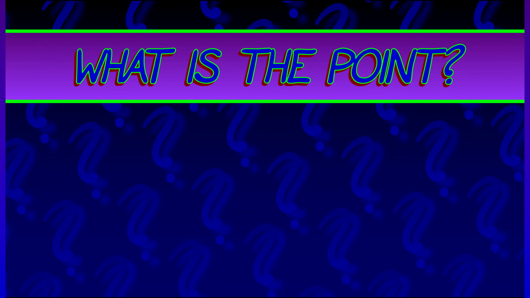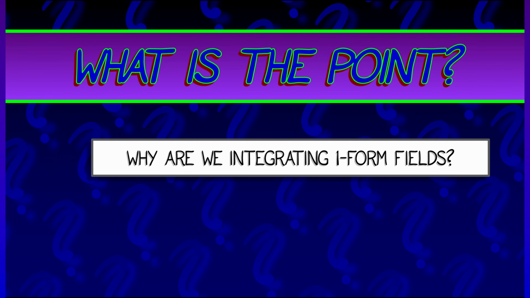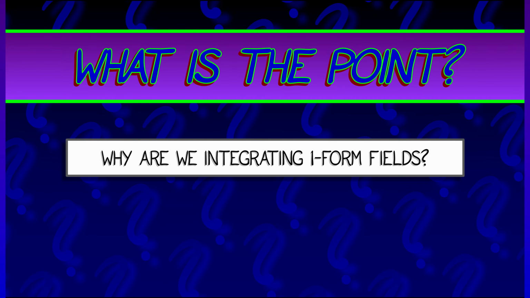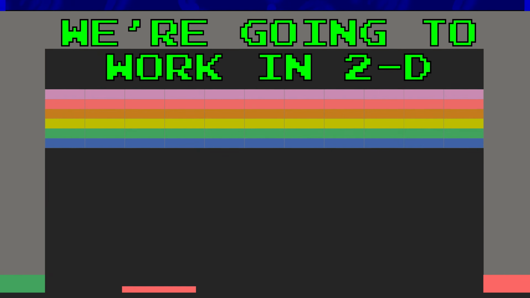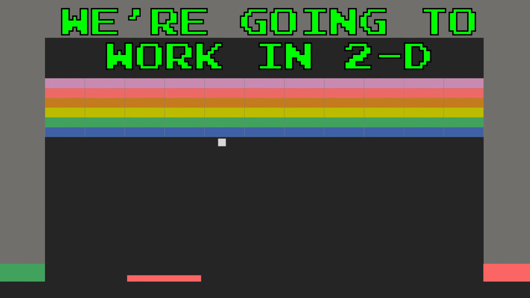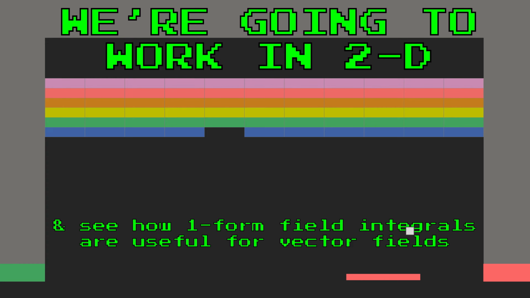Now, before going any farther in terms of the theory of integrating one-forms, let's step back and consider why we're doing this. Why bother integrating one-form fields? Well, there are several concrete physical motivations for working with vector fields and their one-forms. In order to keep this simple and grounded, we're going to work in 2D and consider planar vector fields.